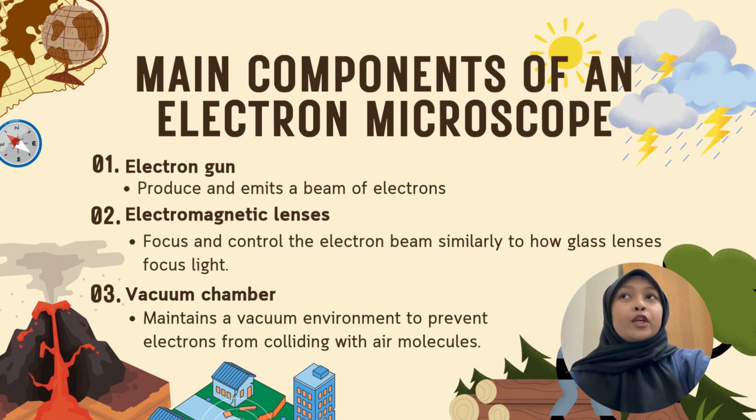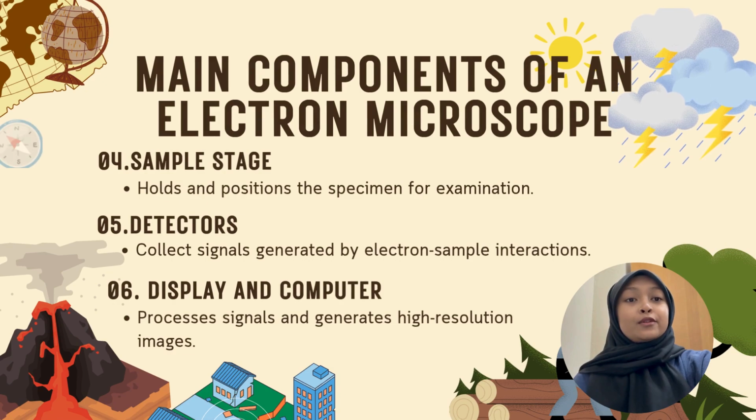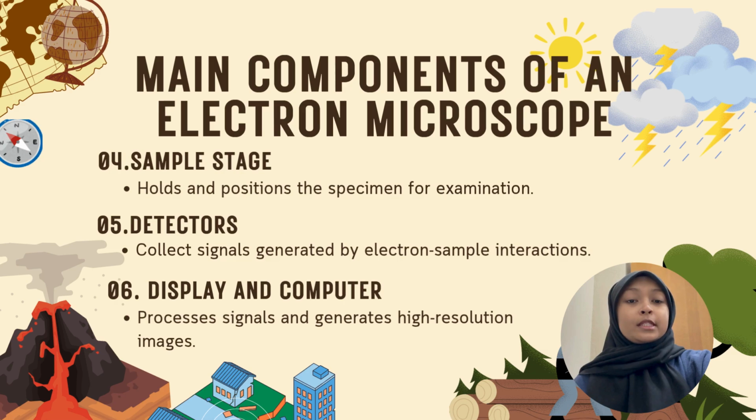Next, the vacuum chamber is another important component. It maintains the vacuum environment inside the microscope, preventing electrons from colliding with air molecules, which could affect image quality. Next, the sample stage is used to hold and position the specimen during observation. It allows the sample to be adjusted so that a specific area can be examined in detail. The detector collects signals produced when the electron beam interacts with the sample. This signal contains information about the sample structure and composition.